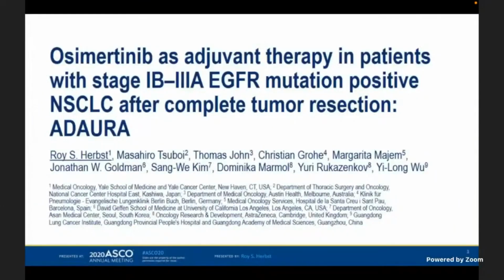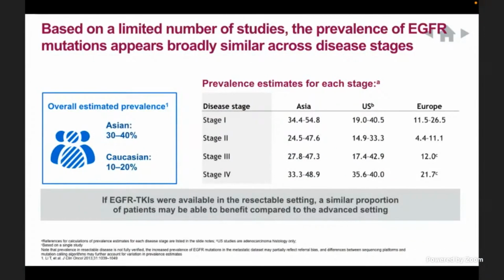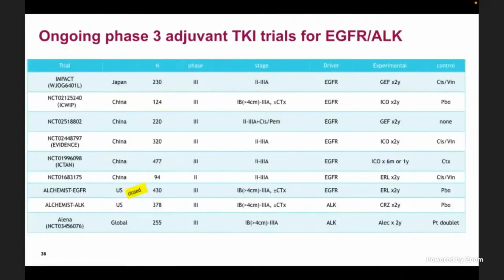So now coming from the bench to bedside, osimertinib as adjuvant therapy. Now with the ADAURA trial, we know that there is data where we should ideally test for EGFR mutation in early stage lung cancer as well. So this is the data from the ADAURA trial. We can see that there is a significant number of patients harboring EGFR mutation in the stage 1, 2, and 3 setup as well. So it's pertinent that we test for EGFR in the early stage lung cancer as well.